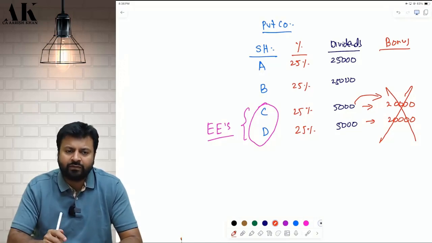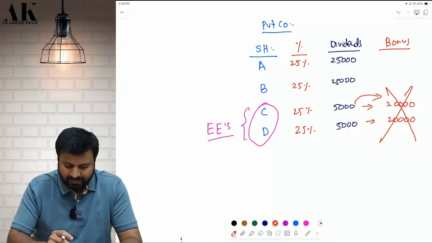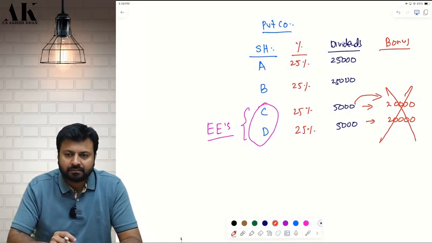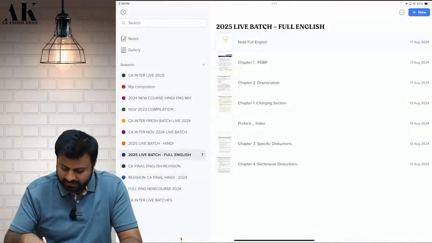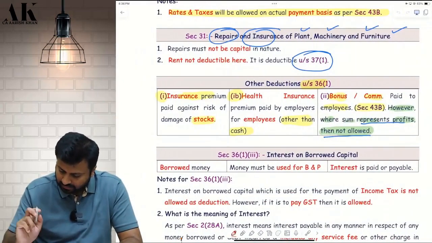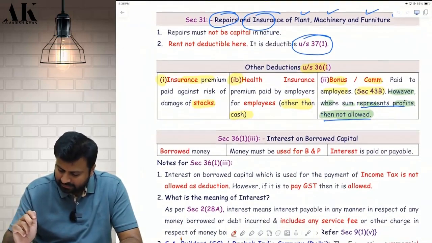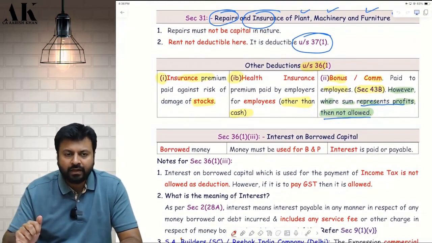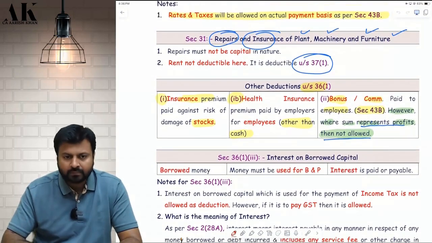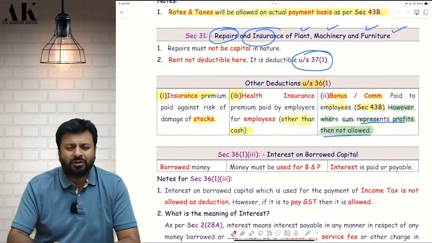Is it clear to all of you? So this is what this line means. However, where sum represents profits, then it is not allowed under the income tax law. So this is what these few small sections are all about.